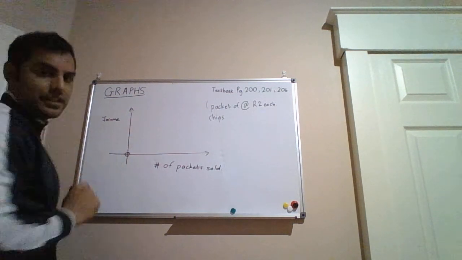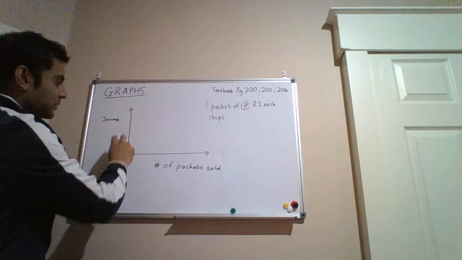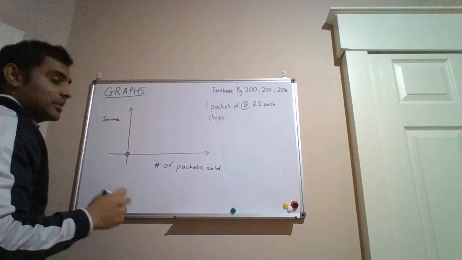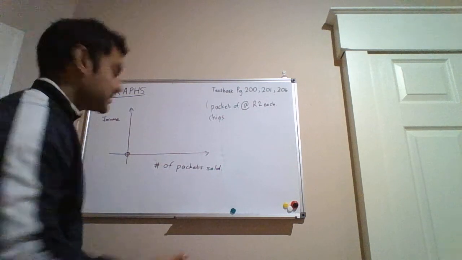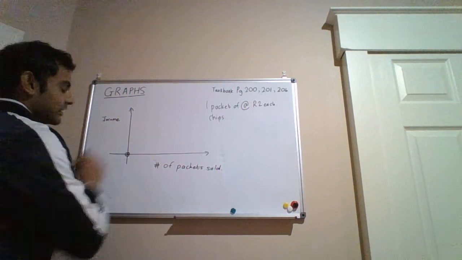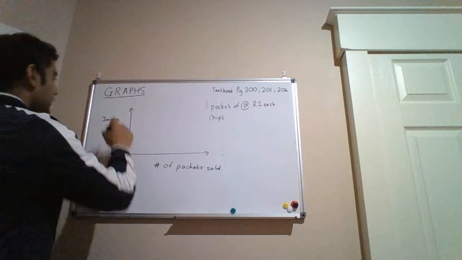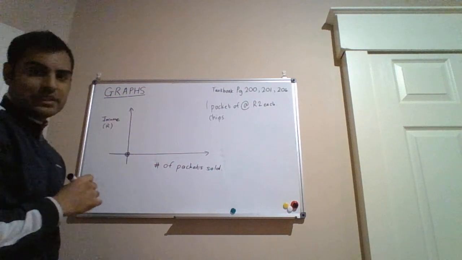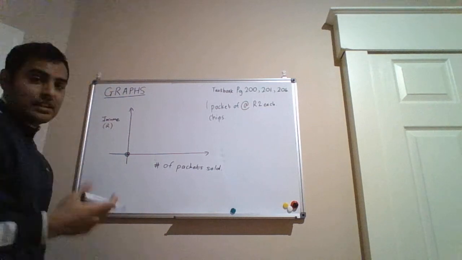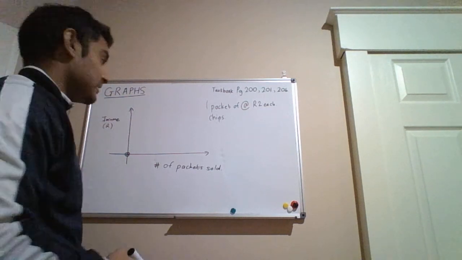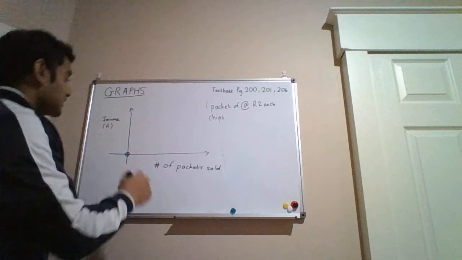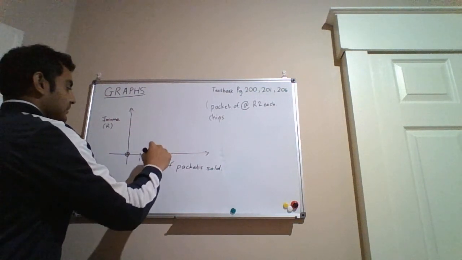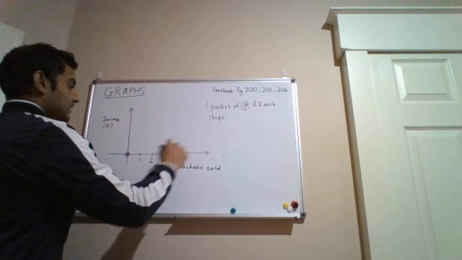So this point here is called the origin. It's always 0 for both axes. So if we sell 0 packets of chips, we make 0 income. Sorry, I'm just putting down the units, income in rands. They like it when you're specific about these things. So 0 rands. Then I'll make up some values here.